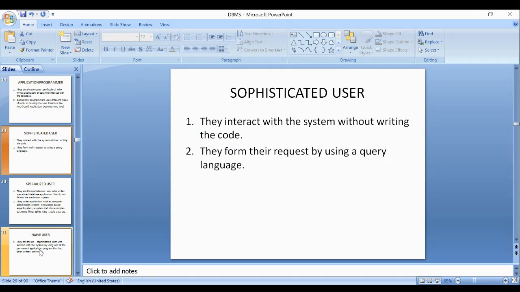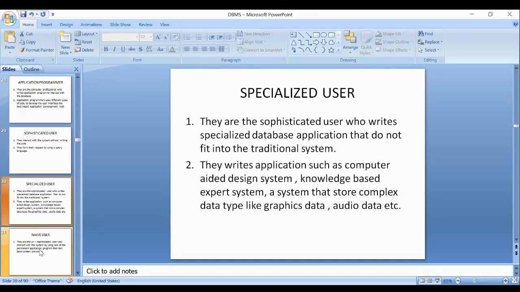Now coming to the second one, that is sophisticated user. They interact with the system without writing the code. They form their request by using a query language.